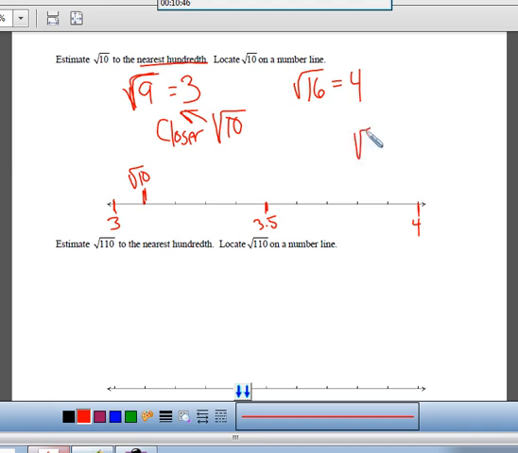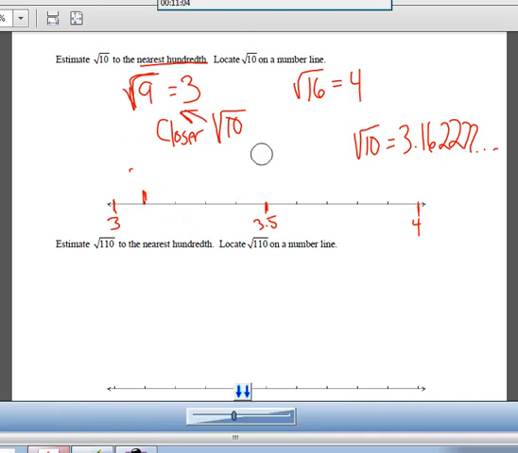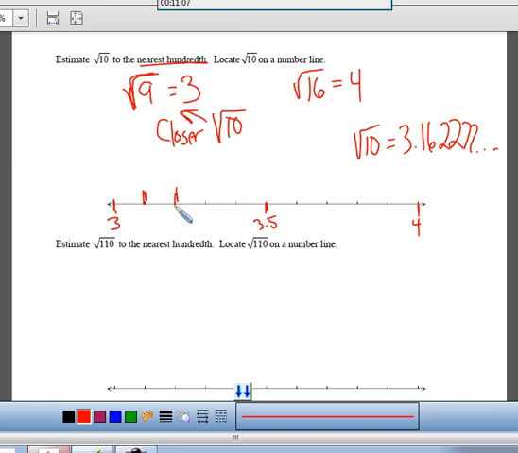Now, if I plug it into my calculator and find what the square root of 10 really is, we get 3.16227. Actually, it's probably closer to 3.2. So if you did this in pen, scribble it out, square root of 10. So this is where it goes. But we weren't that far off. It's 3.16. Well, if we're going to the nearest hundredth, it would be 3.16. A little more than what we had estimated, but we were pretty close.